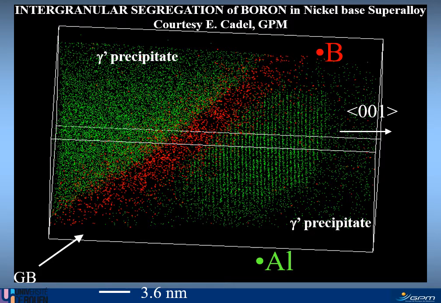Clearly here you see atomic planes. So again, this illustrates the depth resolution close to the atomic resolution. And here the misorientation between this grain and the other one. So clearly this is a grain boundary here, separating two grains with different orientation. So boron segregation along the GB, grain boundary.